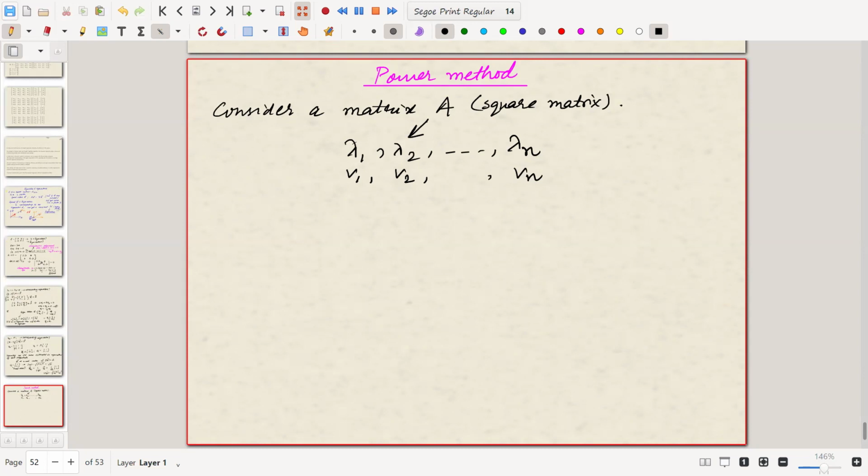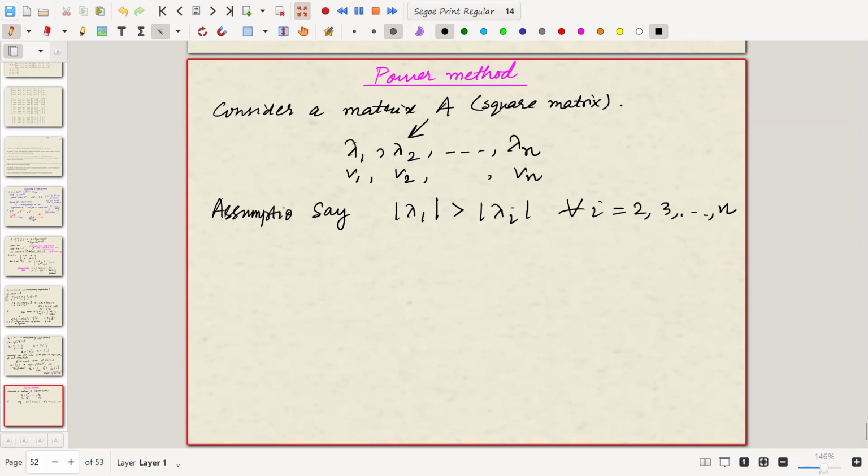Now, you need an assumption for this method. The assumption is that one of the eigenvalues should be greater than the other eigenvalues. Assume that mod lambda 1 is greater than mod lambda i for all i equals 2, 3 up to n. This is the assumption.